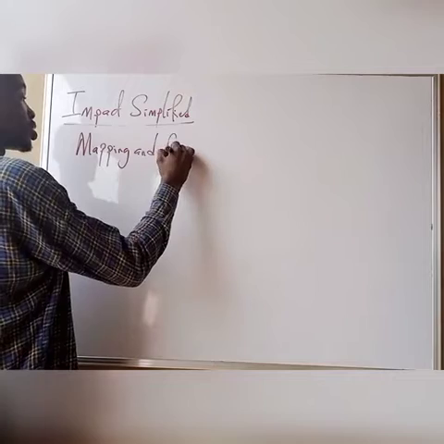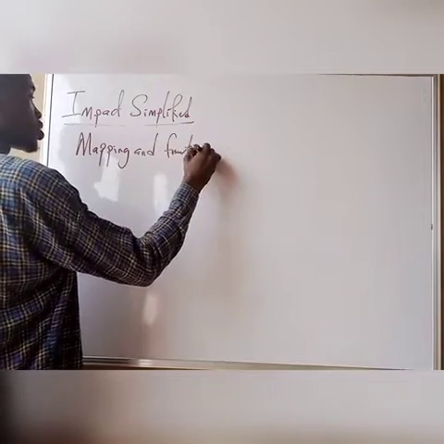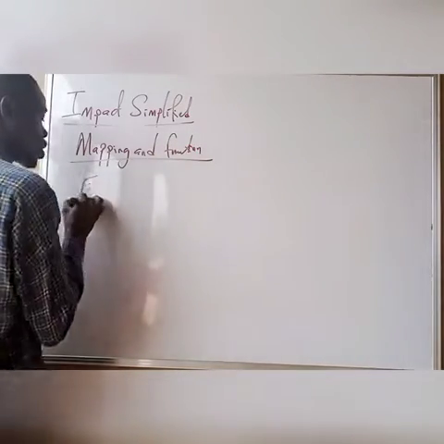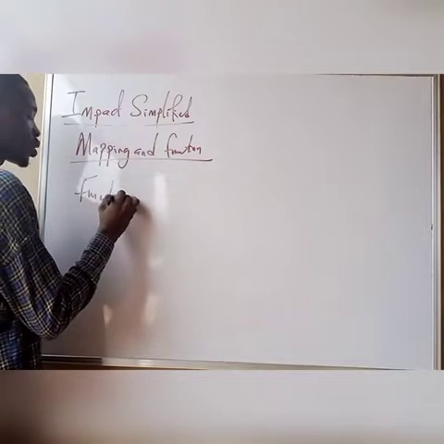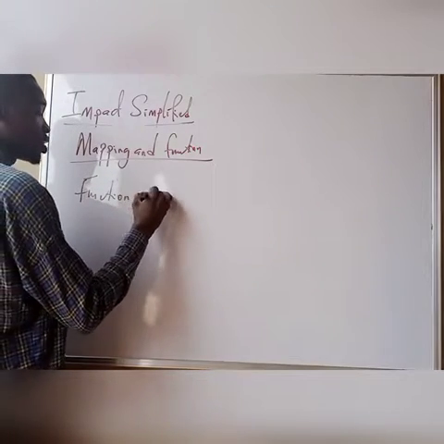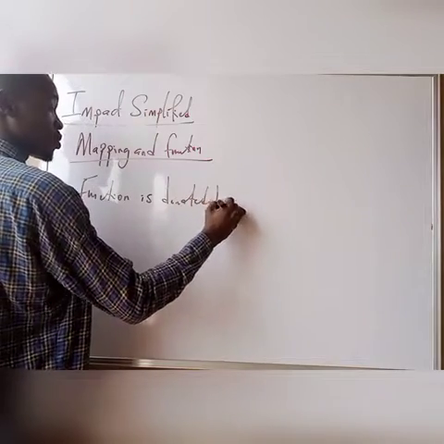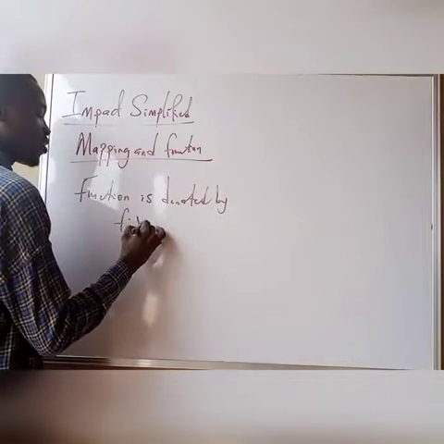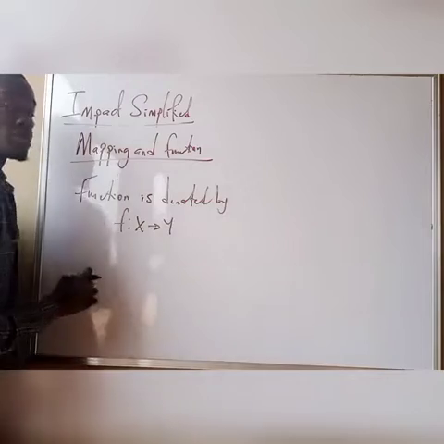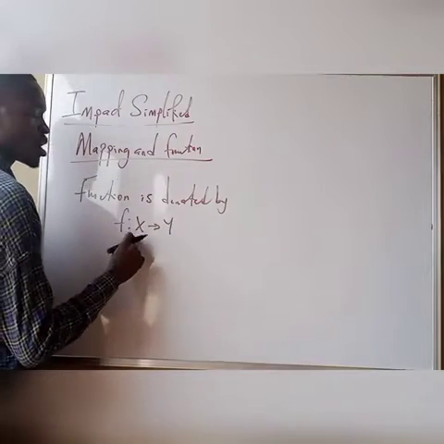The topic before us today is mapping and function. I will be telling you what you need to know under mapping and function. The first thing is that a function is denoted by f: x to y. That means there must be a linkage between x and y.